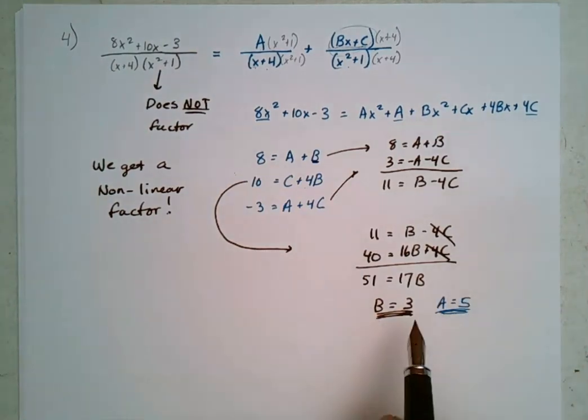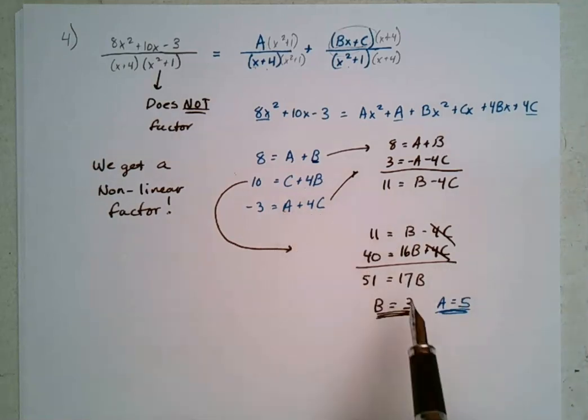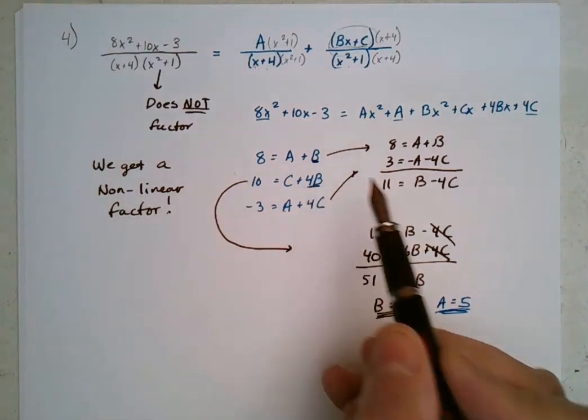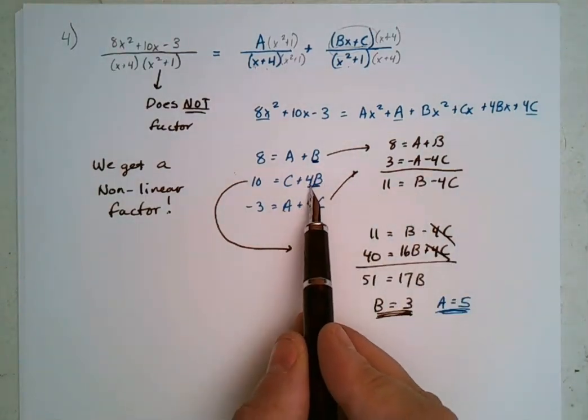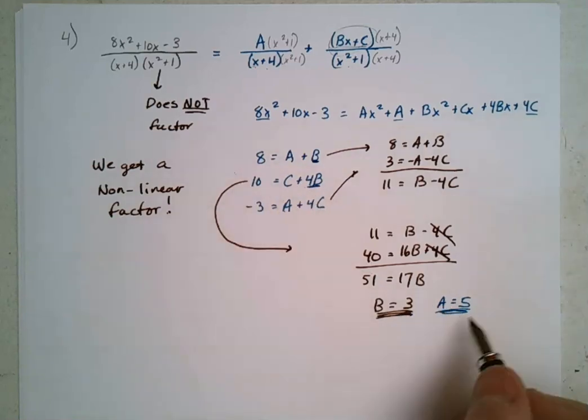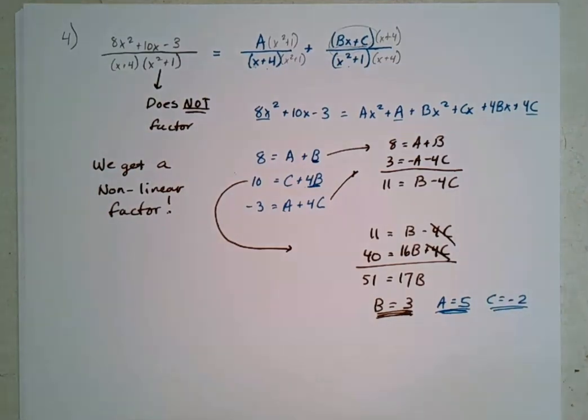Okay? And then, okay, I've got a equals 5. I've got b equals 3. I can solve for c, whichever one I want. I'm going to use this one. So I'm going to say 4 times 3 is 12. c plus 12 equals 10, so I'm going to subtract 12 from both sides, and that gives me c equals negative 2. Okay? So I get something like that.